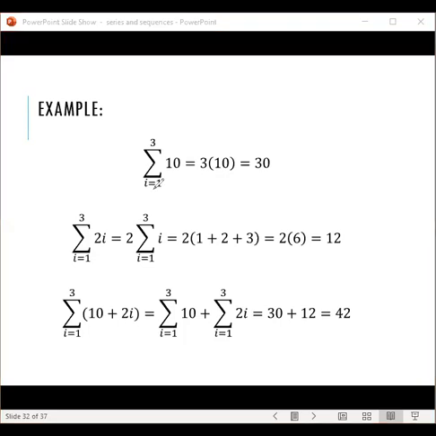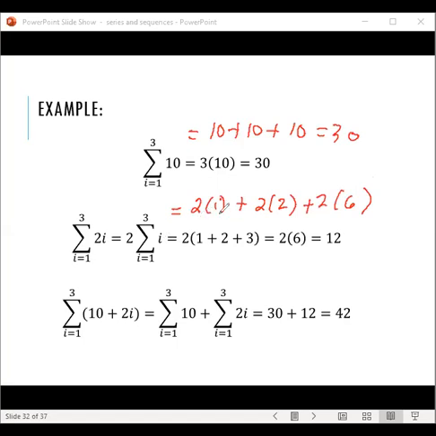Now, how do we write this in another way? Okay, by using the definition. If we want to use the definition, this can be written as 10 plus 10 plus 10, which is obviously equal to 30. This one, using the definition form, would be 2 times 1 plus 2 times 2 plus 2 times 3. That would be 2i. So i is 1, 2, and this is 3. Which is still the same value, which is equal to 12.